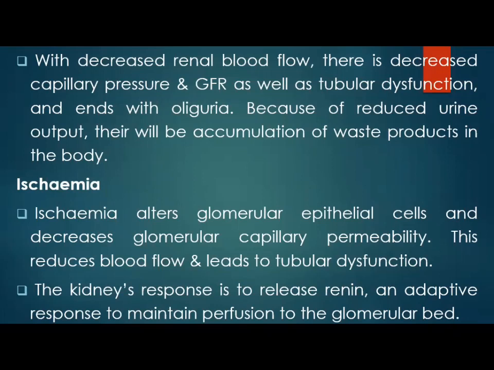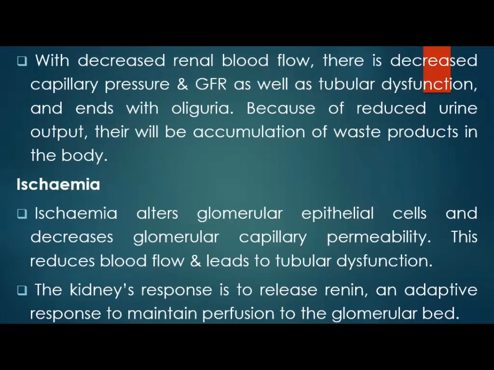So now, because of oliguria, which is decreased urine output, there will be accumulation of waste products in the body, because these waste products are not being excreted through urine, which is the major way of excretion of these toxins by the kidney. So there will be accumulation of these urea products. So that's about vasoconstriction.